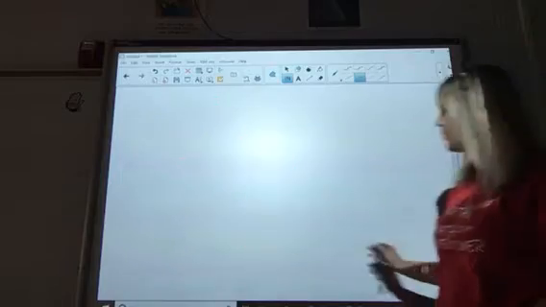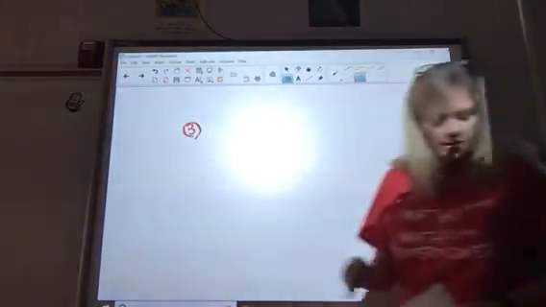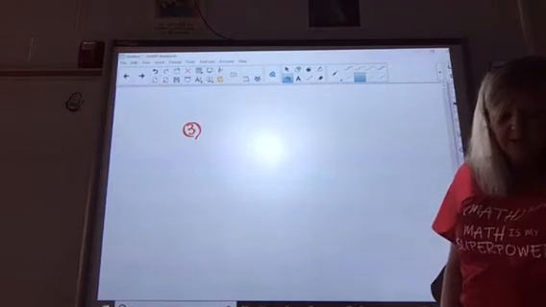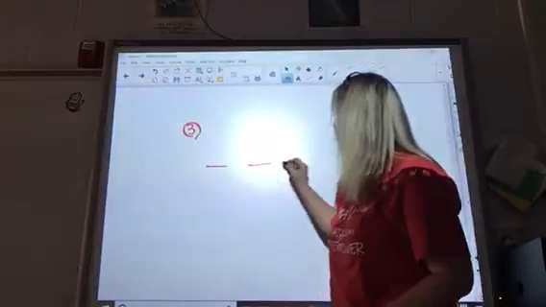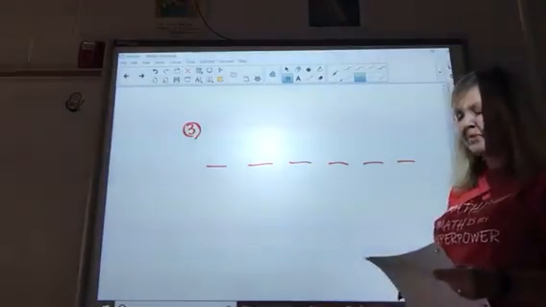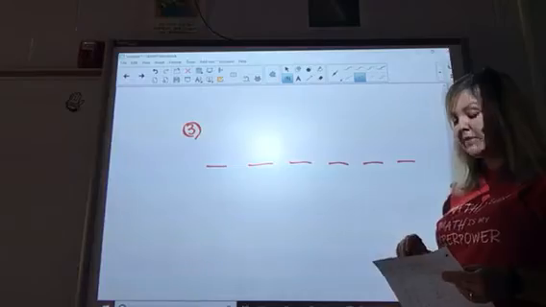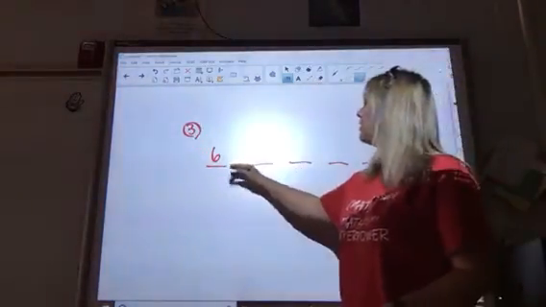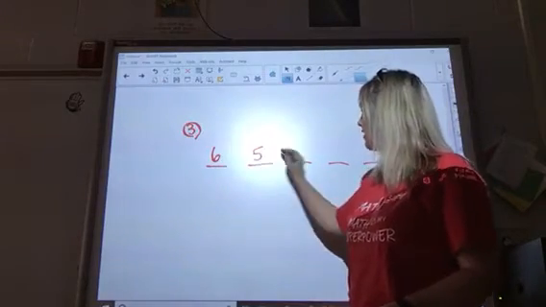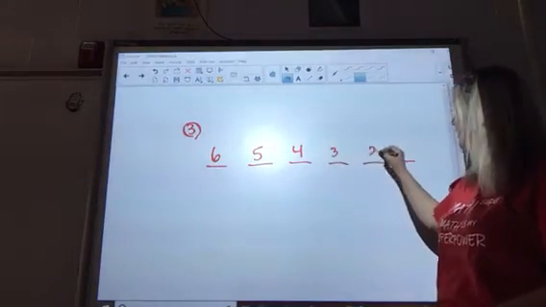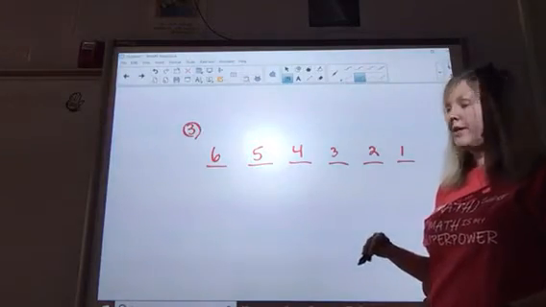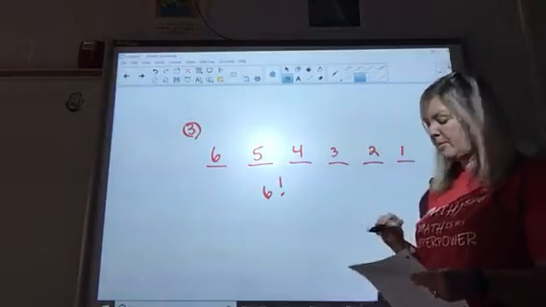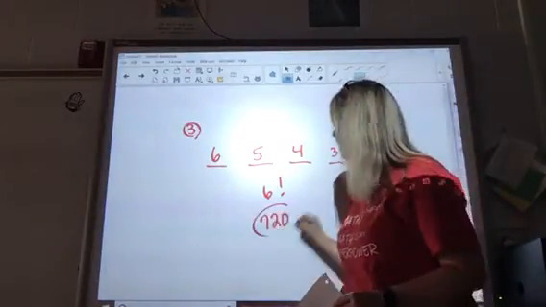Alright, let's go to 3. Number 3 says, how many different ways can 6 identical video game cartridges be arranged on a shelf? Okay, so you have to arrange 6 video games. So I have 6 video games to place first. One's already there, so then I have 5, then 4, then 3, then 2, then 1. Multiply those, which is the same thing as this. Final answer is 720.